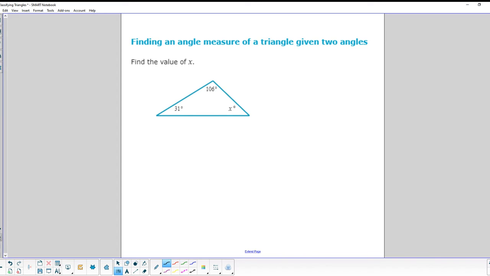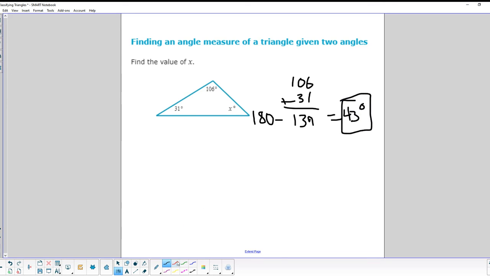All right, find the angle measure of a triangle given two angles, find the value of x. Okay, so we know that the three angles have to add up to 180. So 106 and 31 certainly add up to 137 degrees. And we subtract that from 180. So what's 180 minus 137? And that turns out to be 43 degrees. All right, I'm kind of liking this so far. This has not been too bad.